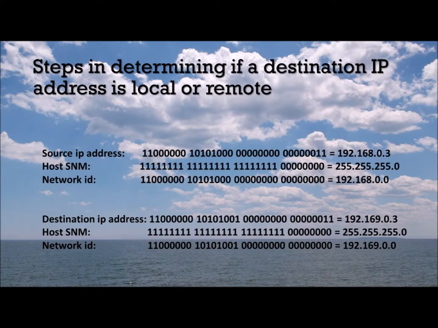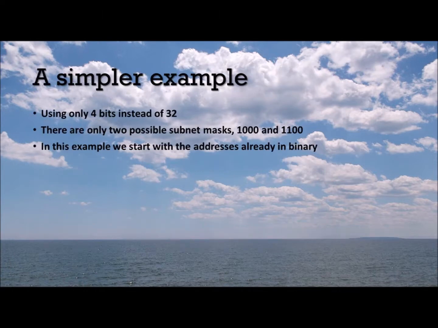In our example, we can see that by the ANDing process, these two IP addresses are in fact in different subnets. One is in the 192.168.0.0 subnet, and the other is in the 192.169.0.0 subnet.